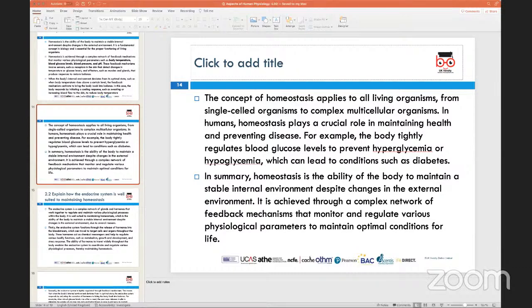Anybody, any ideas? What happens if your blood sugar levels increase? One might fall down. Yes. So what happens if your blood sugar levels increase in your body? What could be the effects that you normally see if blood sugar levels increase in your body?